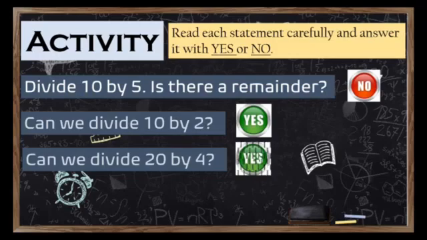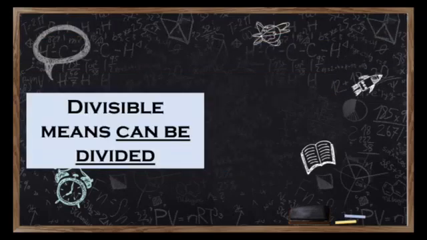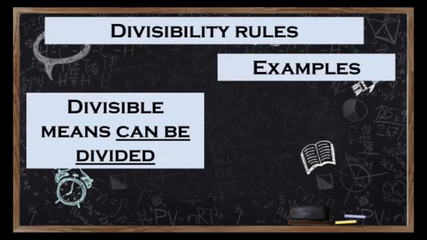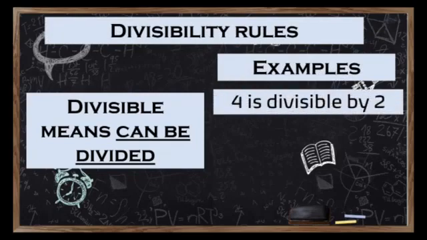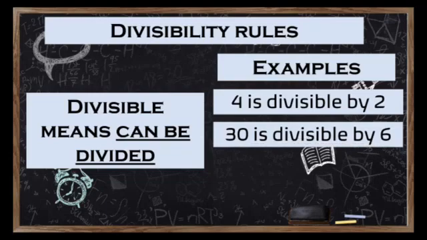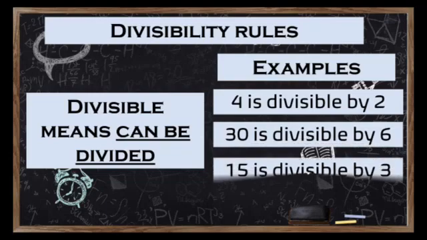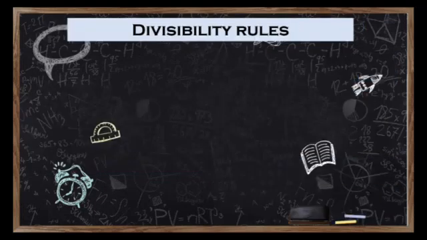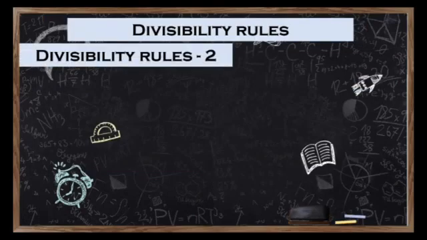The answer is yes. When we say divisible, it means it can be divided. Example, 4 is divisible by 2. 30 is divisible by 6. 15 is divisible by 3. 100 is divisible by 10. So we have here the divisibility rules. Divisibility rules by 2.